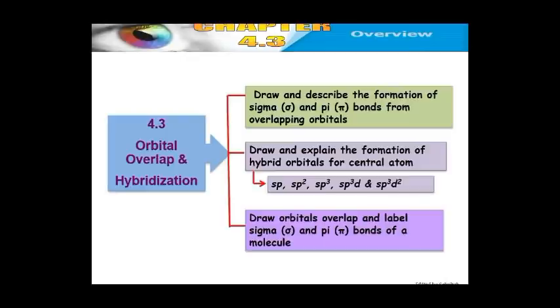Overview for topic 4.3. We have three parts. First is to draw and describe the formation of sigma and pi bond from overlapping orbitals. Second, draw and explain the formation of hybrid orbital for the central atom. So we have five hybrid orbitals: sp, sp2, sp3, sp3d, and sp3d2. And the last one is to draw orbital overlap and label sigma and pi bonds of molecules.